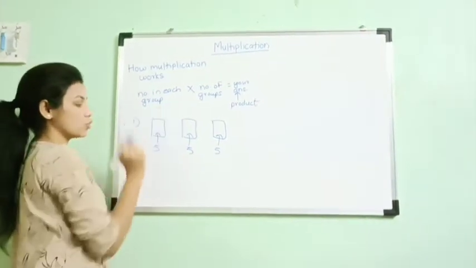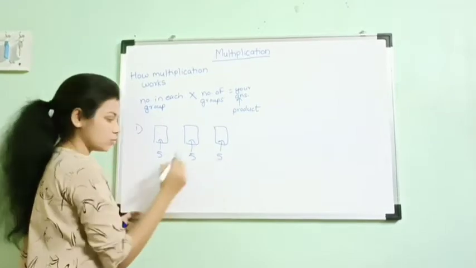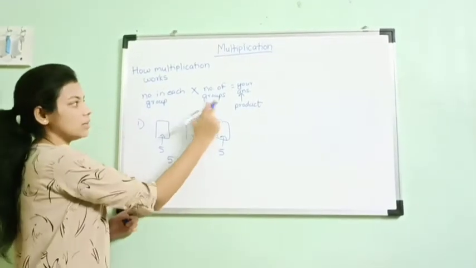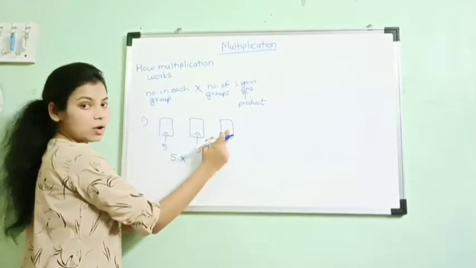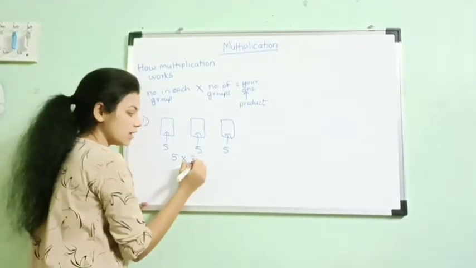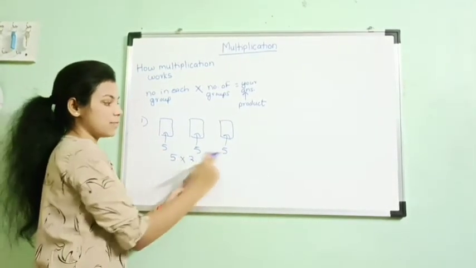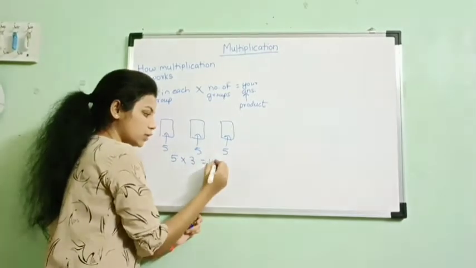Number in each group. There are 5 biscuits in each group, or each packet. Therefore, we will write it as 5. And number of groups. How many groups or packets are there? There are 3 packets. That is 5 into 3, which means what? 5 plus 5 plus 5, which is equal to 15.